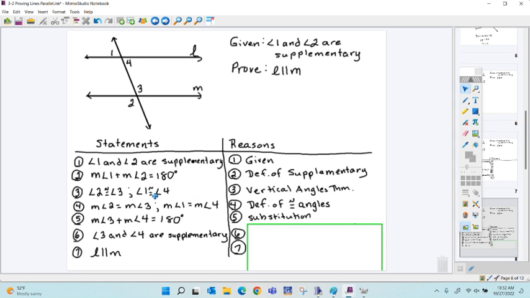And so every single one of these things is taking us down to the point where we can say that L is parallel to M. Okay. So angle 3 plus angle 4 is 180. So angle 3 and angle 4 are supplementary. So the reason is the definition of supplementary, because them adding up to 180 just means that they're supplementary. And if it just means that, then it's a definition.